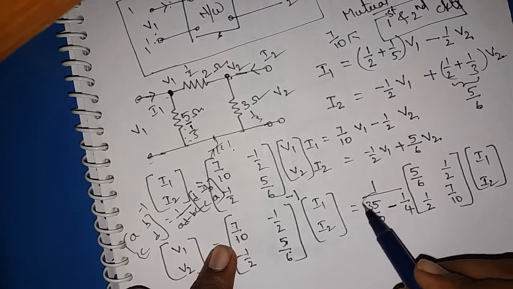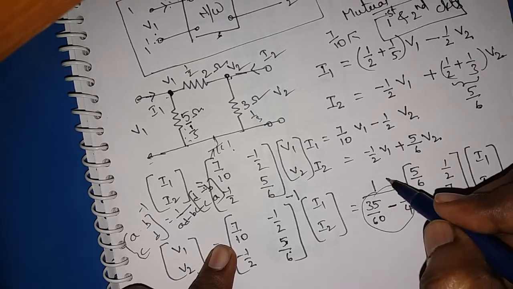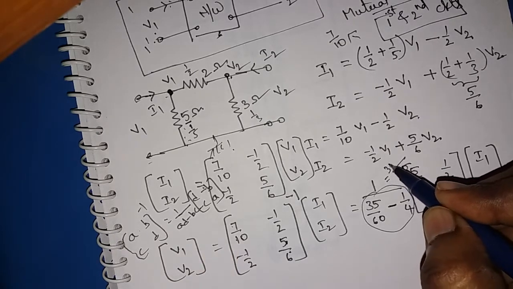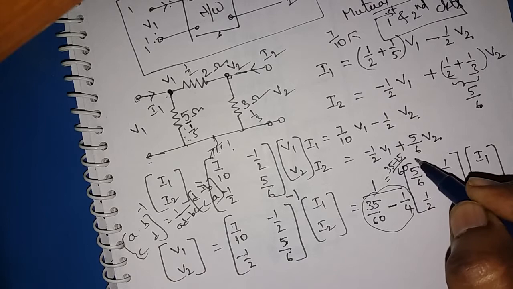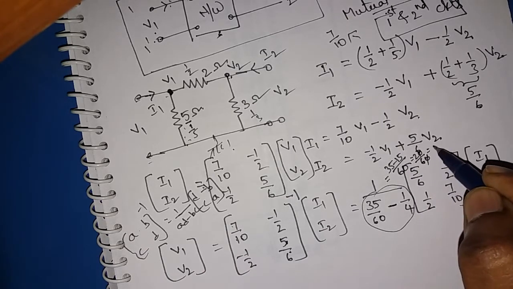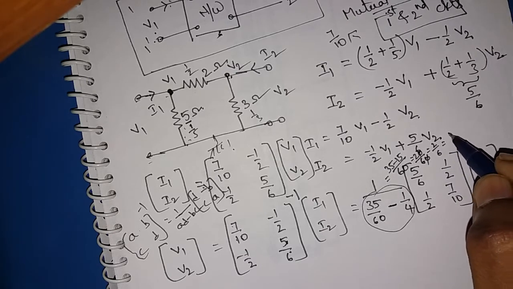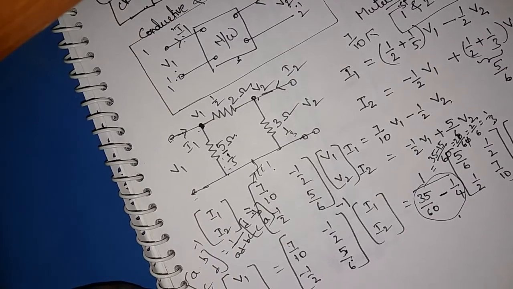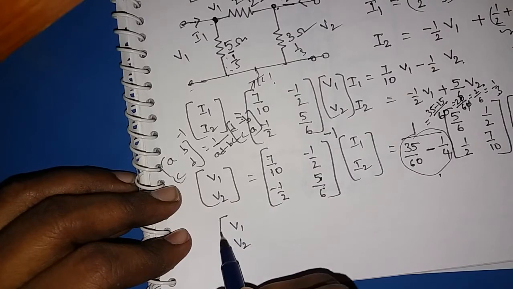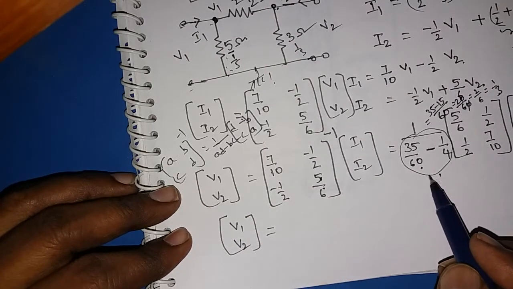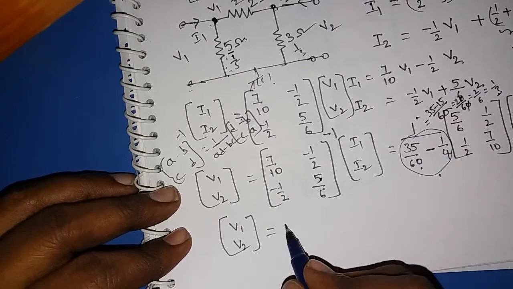Now what is this value? The LCM is 60 and here it is 35 minus 15. So that means it is 20 by 60, that is 2 by 6 or 1 by 3. That means this value is 1 by 3. So hence V1 V2 is equal to 1 by 3. This value is 1 by 3. That means if it goes to the up, this will be 3.